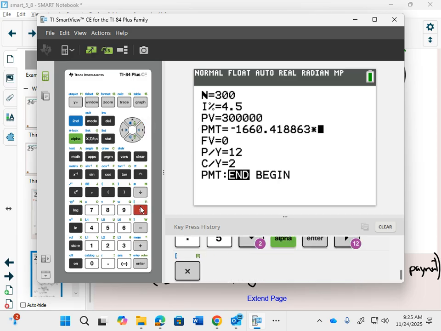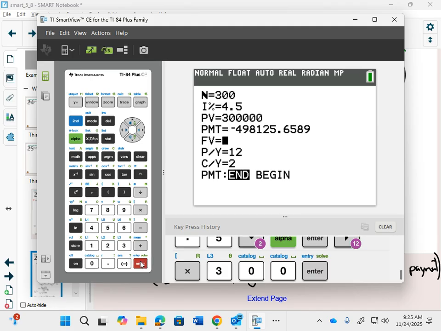Times that by 300, $498. Look at that, half a percentage. We've already saved $25,000. That's a lot of money. And we can save even more.